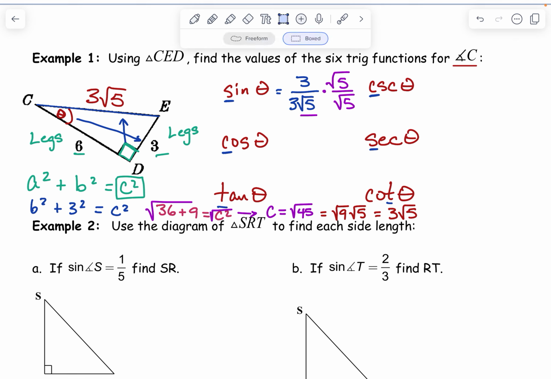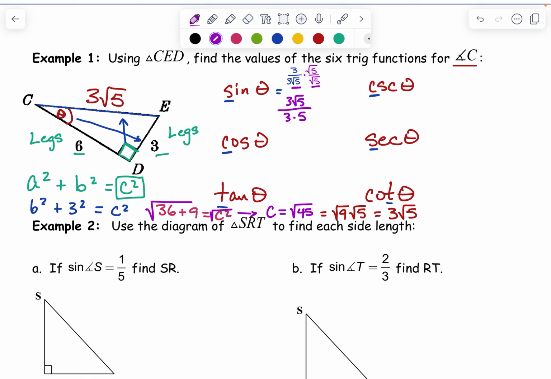let me shrink this a little bit so I have some more room. We would get 3 square root of 5 over square root of 5 squared, which will cancel, 3 times 5. Now, one thing I want you to get better at doing and better at recognizing is seeing when factors cancel out. Those 3's will cancel out, leaving me with square root of 5 over 5.